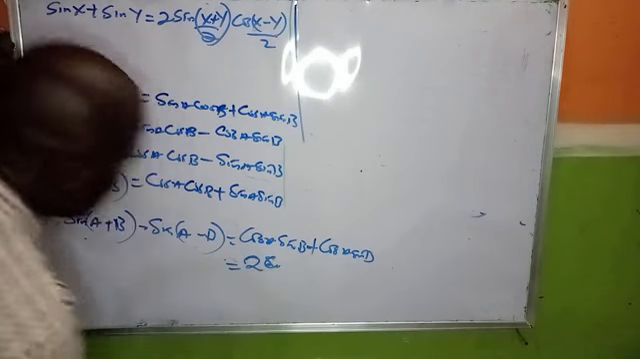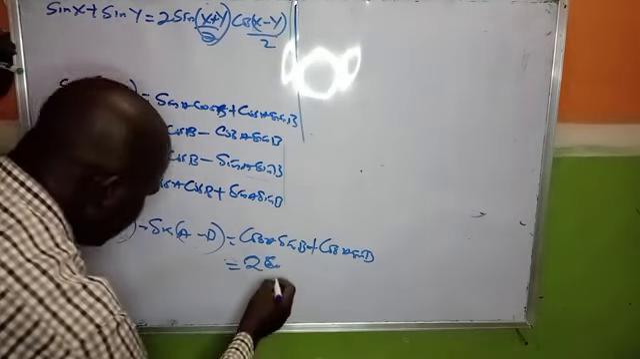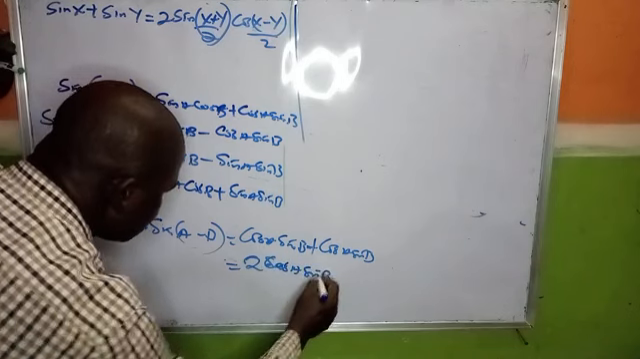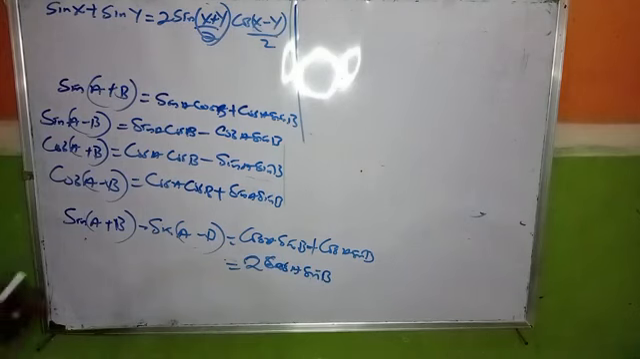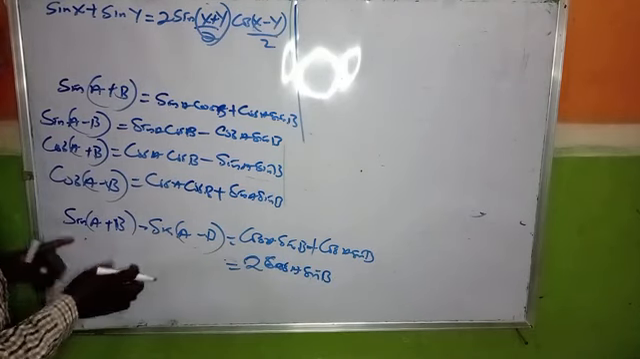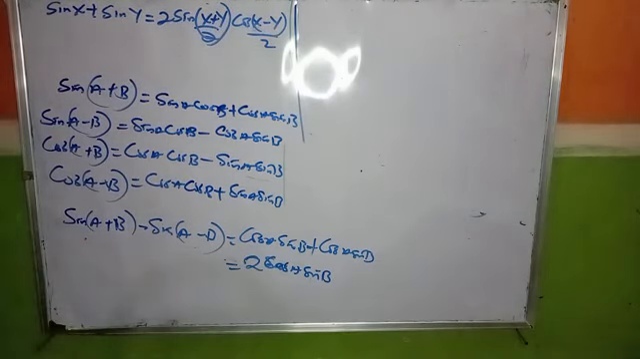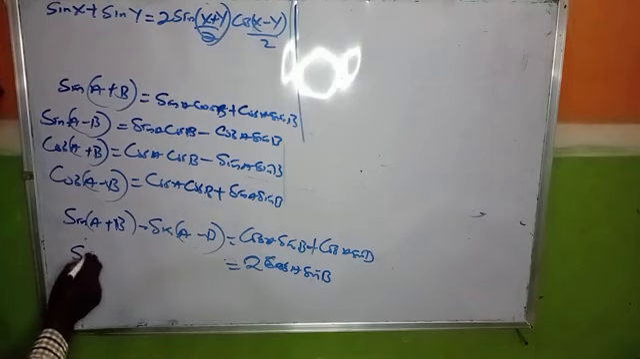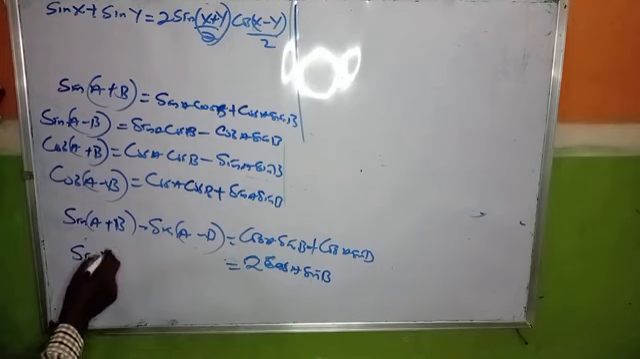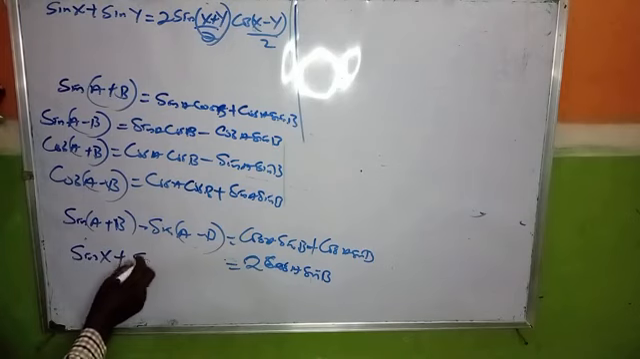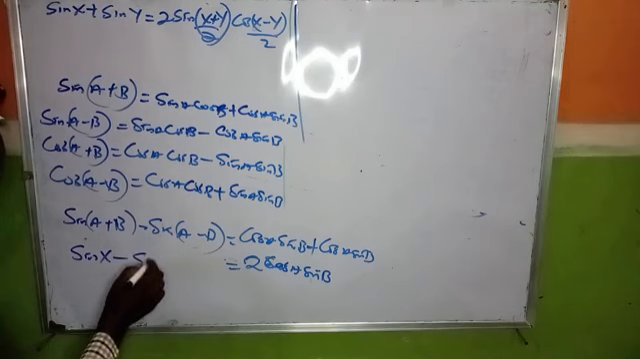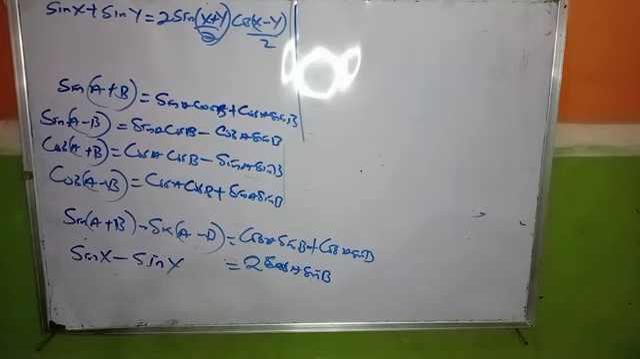So what you have here is 2 cos a sine b. That's 2 cos a sine b. So you remember what we used to replace this. What we used to replace this is sine x minus, and what we used to replace this one is sine y. So you have it like this.